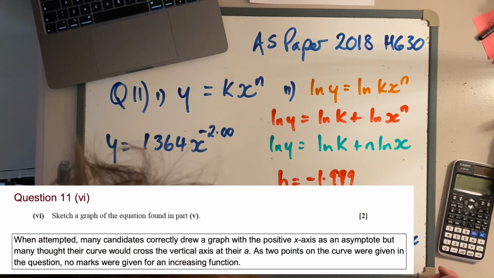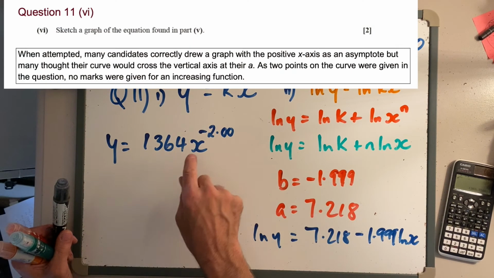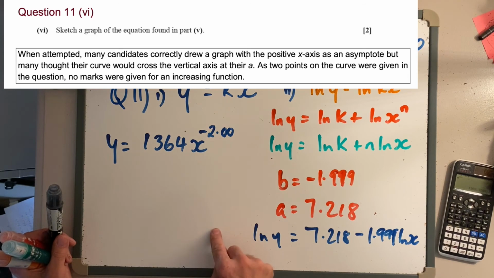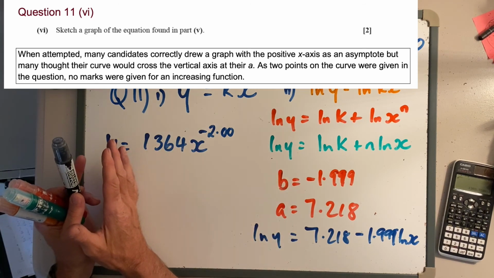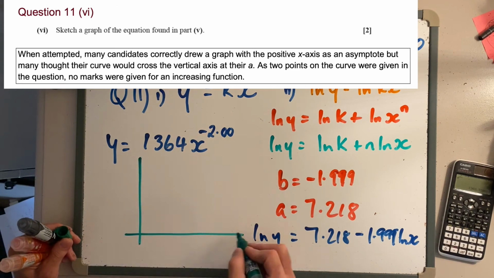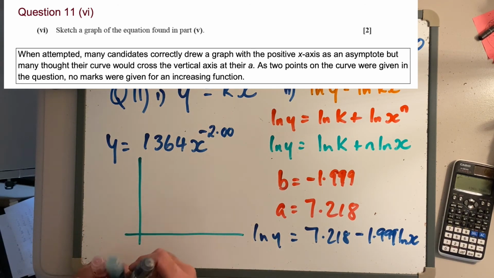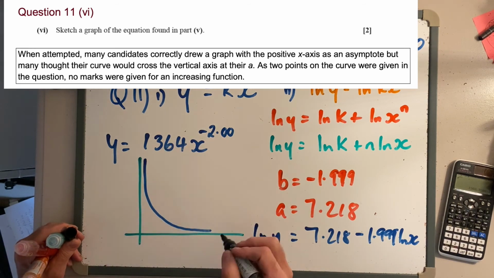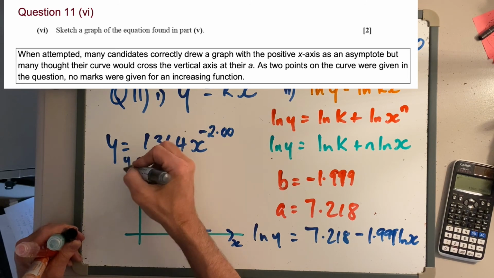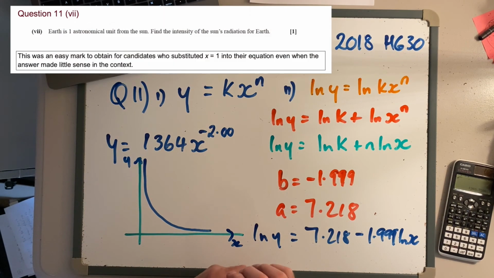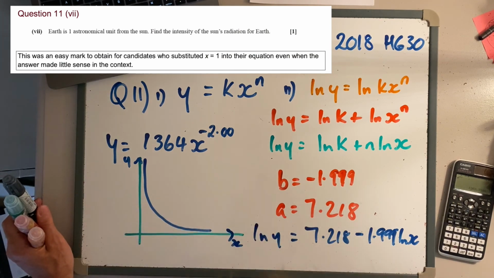Then it says sketch the graph of the function here. Right, now obviously my calculator can use that negative, so it's going to slope down like that. It's never actually going to asymptote to that line there, so it's never going to be touching here. So it should look like that. So there you go. And then lastly, Earth is 1 astronomical unit from the sun.